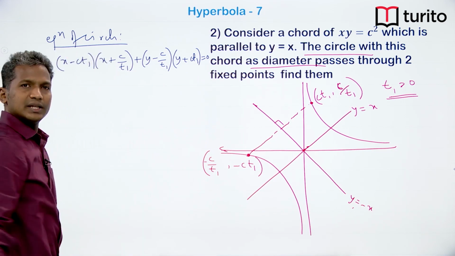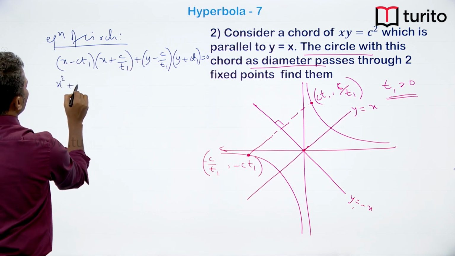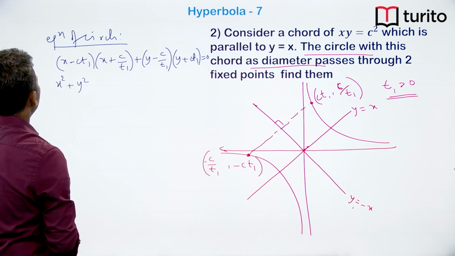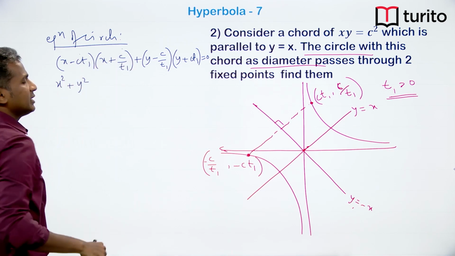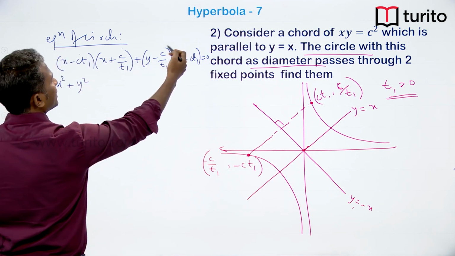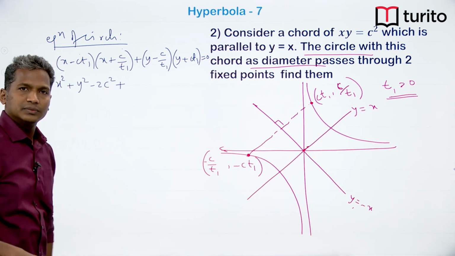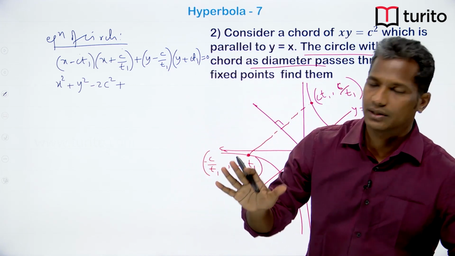Now, if I simplify this, what do I get? x square will come, y square also will come, and what will be the constant term? ct1 into c by t1, that will cancel out t1. So, that will be minus c square, here also minus c square. So, this is the constant term. So, first I collected all x square, y square terms and then the constant term.